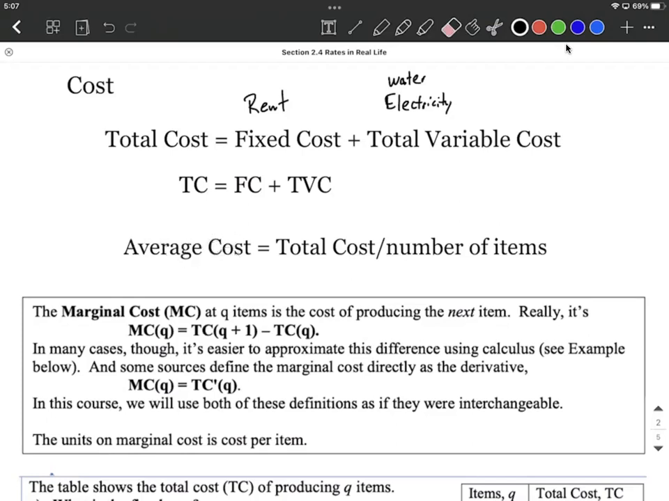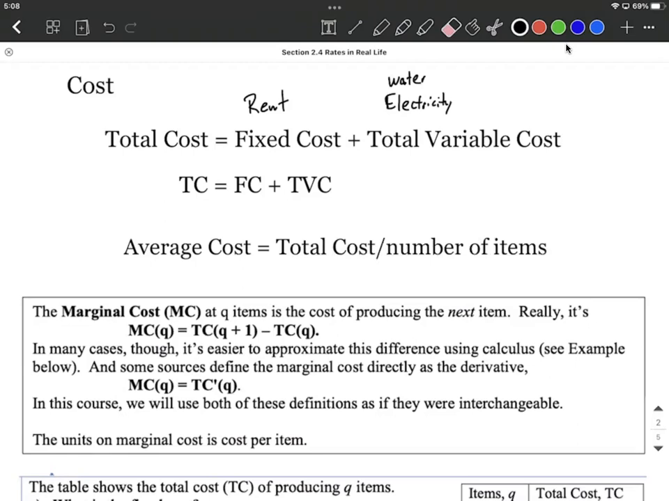Now, average cost is a little bit different. Now, average, we all pretty much know how to take average, right? That we're going to add up, say we had 3 exams, we could add up all 3 exams and then divide by the total number of exams. It's really the same idea with average costs. You add up your total costs and you divide by the total number of items that you're producing.